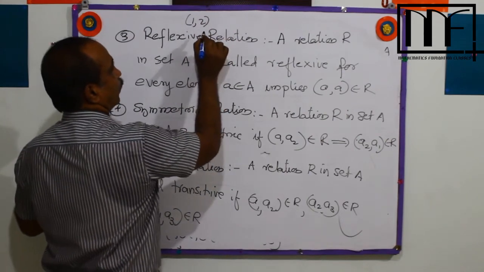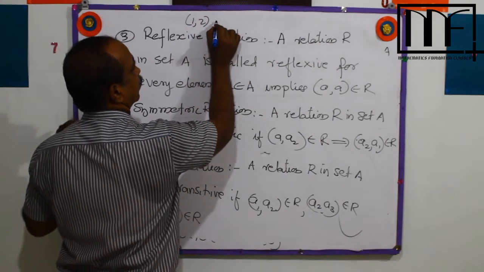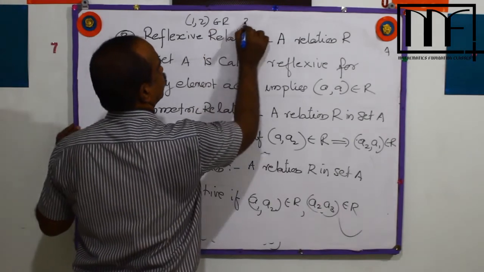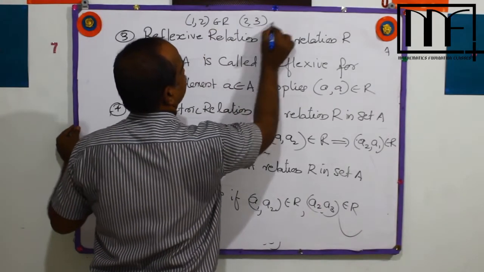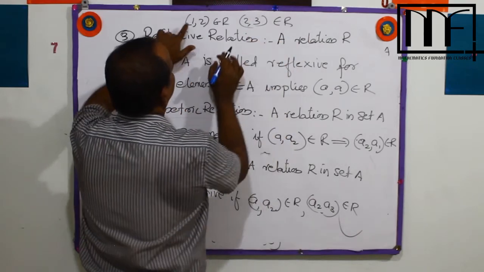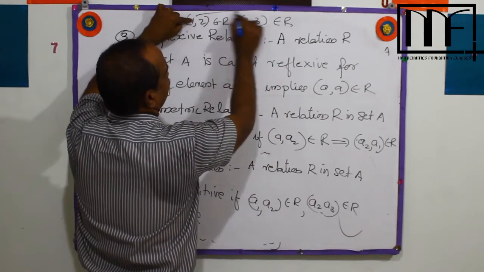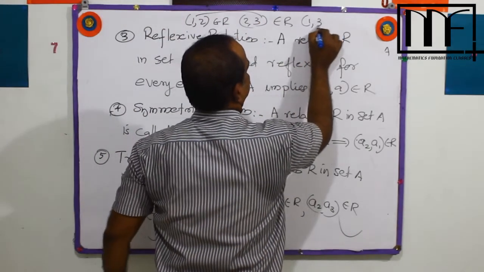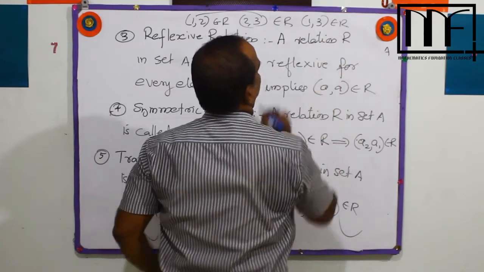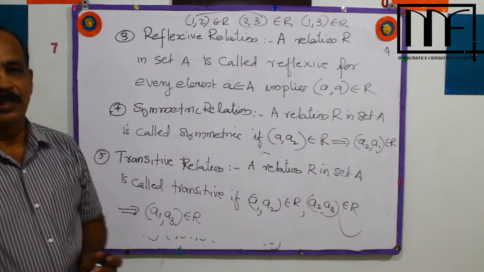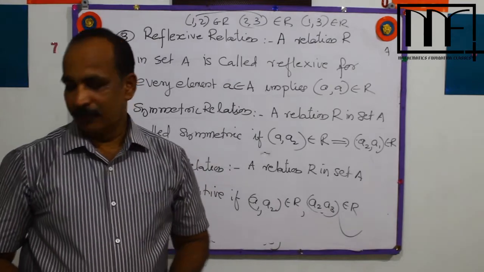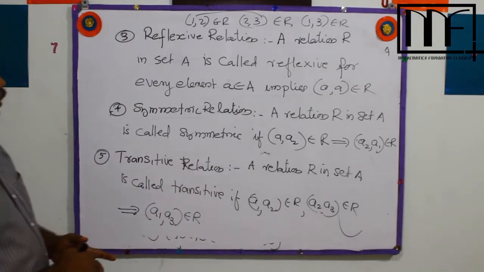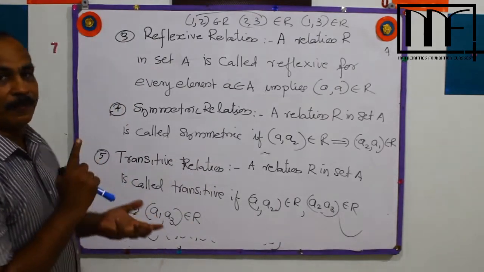For example, if you find (1, 2) in the set R, and (2, 3) is also there in the set, then definitely, taking the first and the last, (1, 3) also must be there. Such relations are called transitive relations.